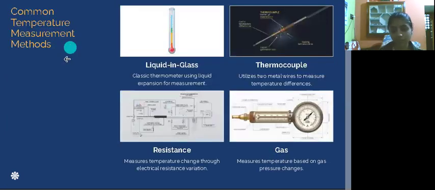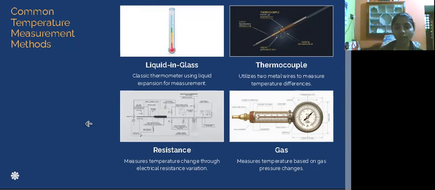So common temperature measurement methods are liquid and glass, thermocouple, resistance thermometers, and gas thermometers. Liquid and glass is a classic thermometer using liquid expansion for measurement, and a resistance thermometer measures temperature change through electrical resistance variation. In a thermocouple, we have two metal wires to measure the temperature difference, and in gas thermometers, we measure temperature based on gas pressure changes. So temperature can be measured by mechanical or electrical methods, or other methods like radiation-based methods also.